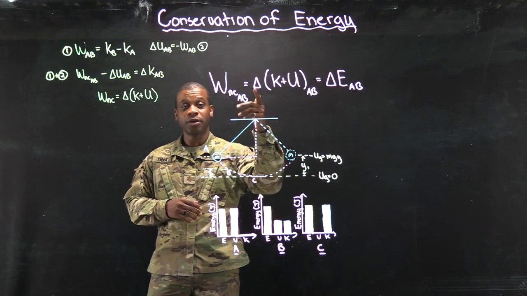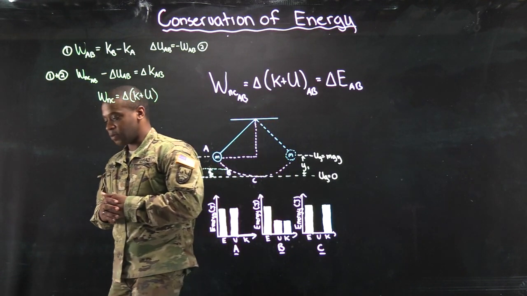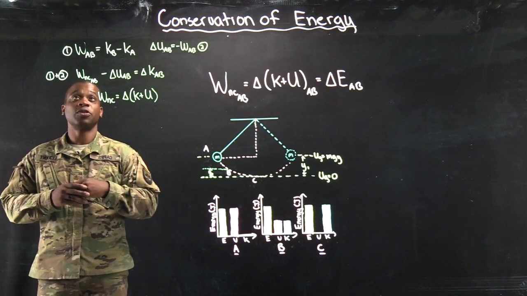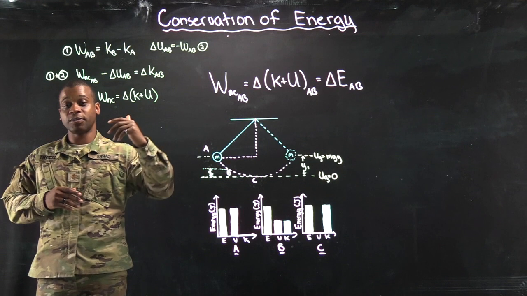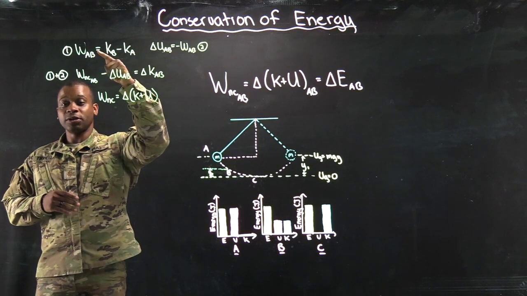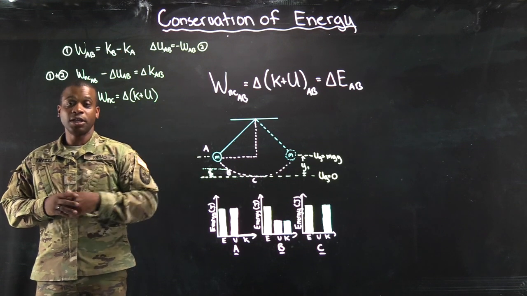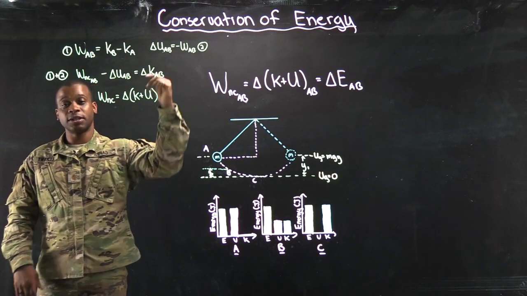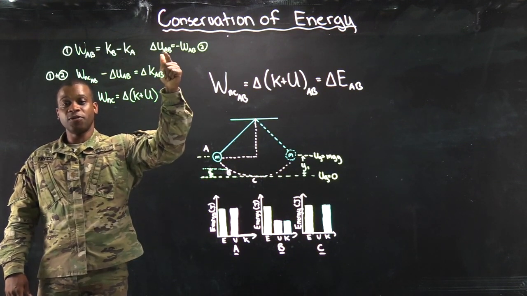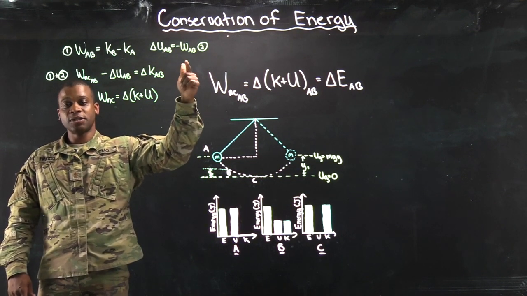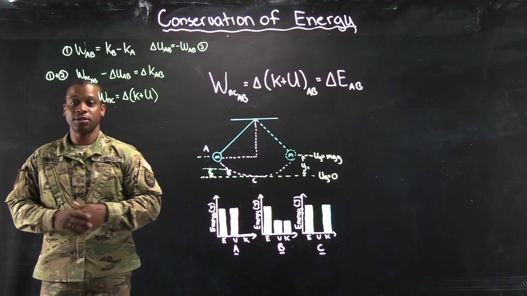Before I get into how we got to this equation, I want to talk about a couple of things from the previous chapters. Remember, in chapter 7, it talked about work from A to B is equal to the change in kinetic energy from A to B. In chapter 8, it talked about that the change in potential energy from A to B is equal to the negative work done by conservative forces from A to B.